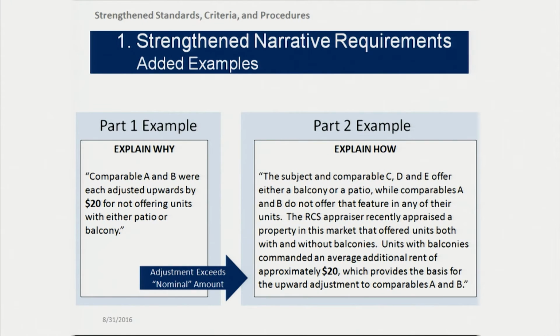This slide shows an example from Section 9.12C. In this example, an adjustment amount of $20 is proposed. Assuming that $20 exceeds 2% of the unadjusted rent of the comparable, the RCS appraiser should provide a two-part narrative as shown here. A simple statement such as "the appraiser applied an adjustment of $20" would be unacceptable in this situation, as it doesn't specifically explain how the appraiser arrived at the $20 adjustment amount.